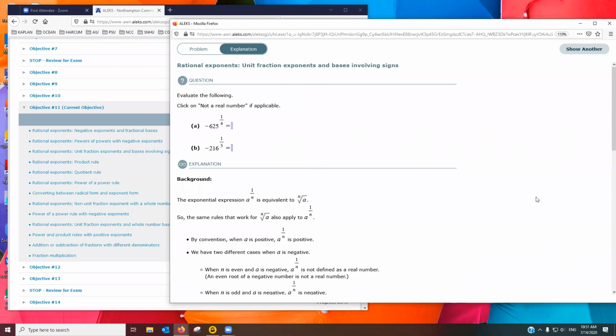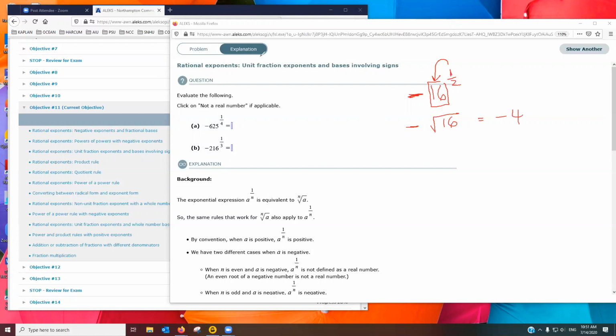If I have negative, let's say 16 to the 1/2. This exponent 1/2 really only applies to the 16. This negative here is kind of separate from the exponent. So really the way I can think about this is negative the square root of 16. Remember, this exponent 1/2 only applies to the 16. So this answer is going to be -4.